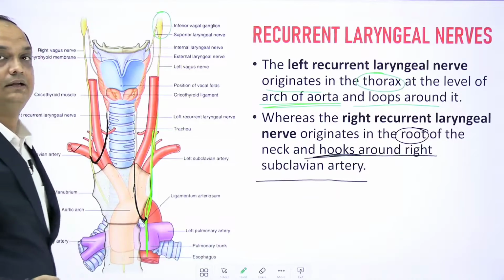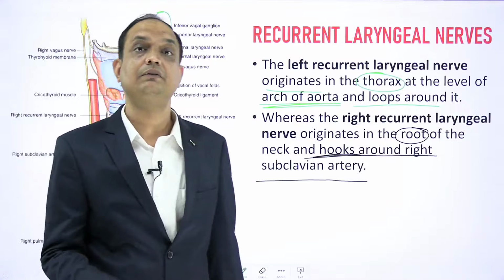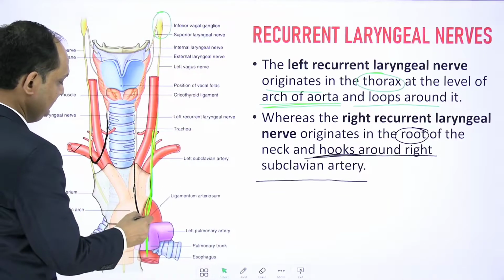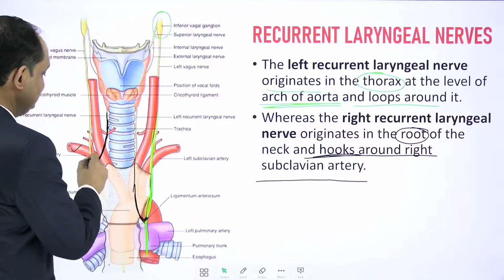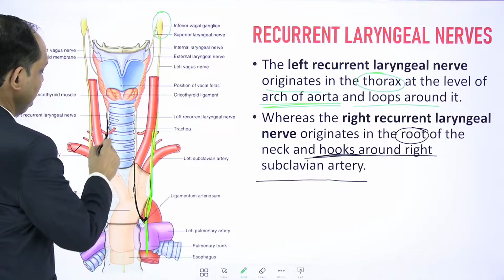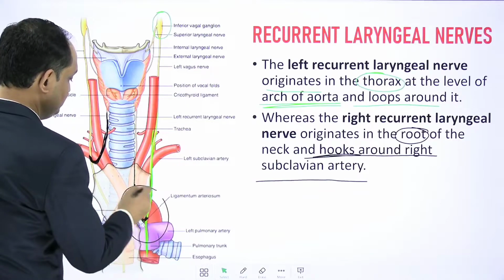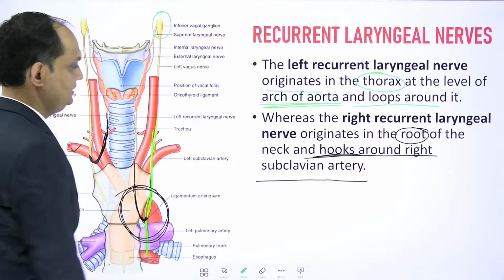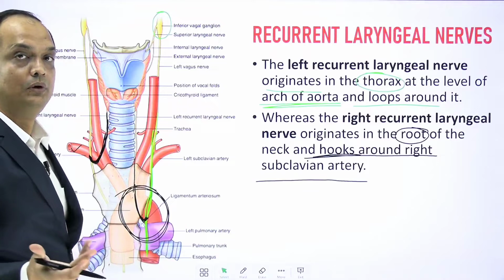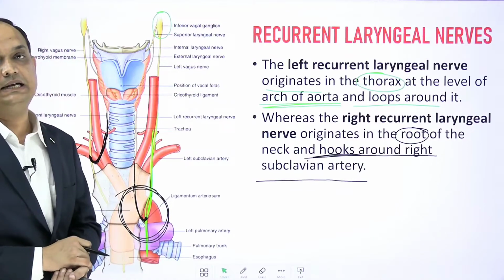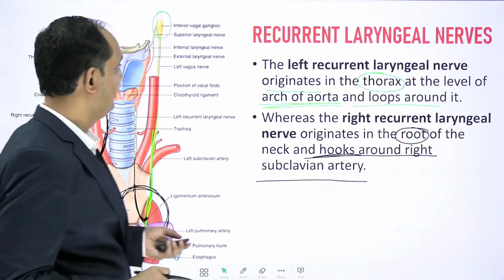Recurrent means anything which is taking a reverse course. So here you can see this is the left recurrent, which has a lower origin. This is the right recurrent, which has a higher origin. Because of the lower origin of the left recurrent laryngeal nerve, it is highly prone to injuries as compared to the right recurrent laryngeal nerve.